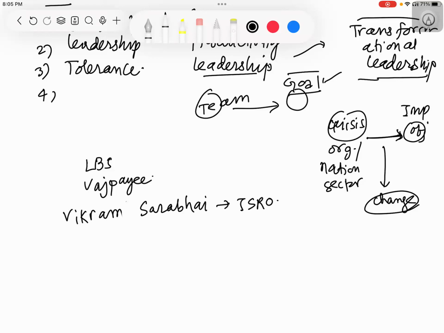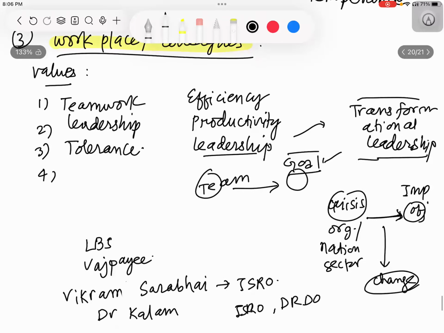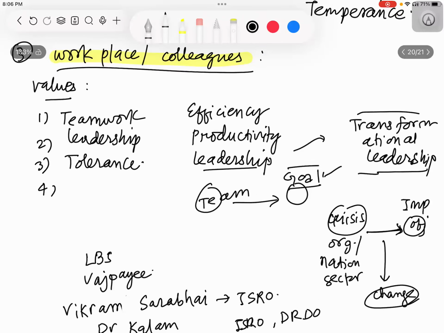The leadership shown by Dr. Kalam, he worked both at ISRO as well as DRDO. So these kinds of leaders we call transformational leaders. You will get the opportunity to manifest or show this at your workplace only. So these are the different values that you can learn from the workplace or colleagues.